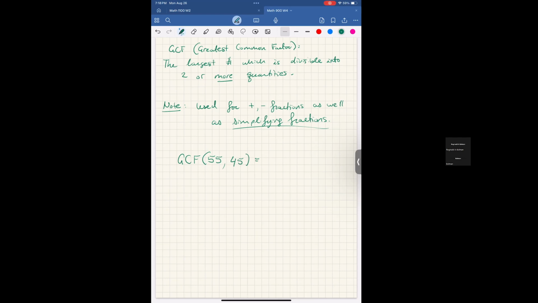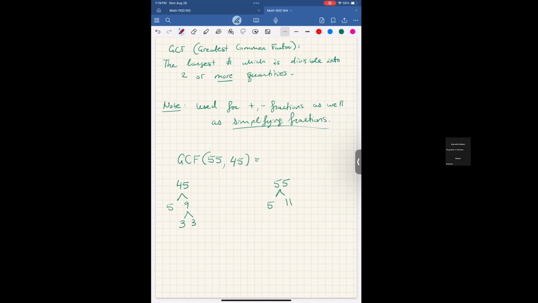What we do with the greatest common factor technique is we're going to list out the prime factors of both of these numbers. We're going to create a factor tree diagram for both of these numbers. And for 45, 45 is divisible by 5 and 9, because 5 times 9 gives you 45. And then 5 is prime, so we don't have to do anything with that number, but 9 decomposes into 3 and 3. Meanwhile, 55 is the same thing as 5 times 11.